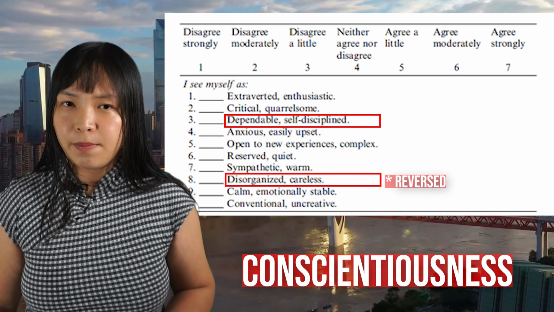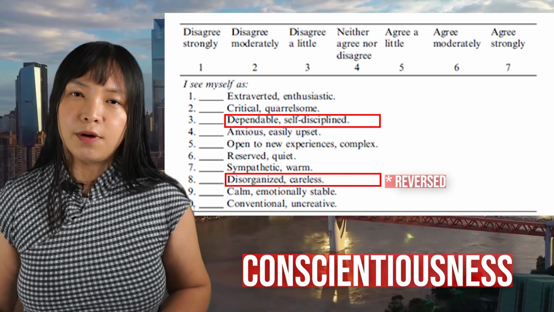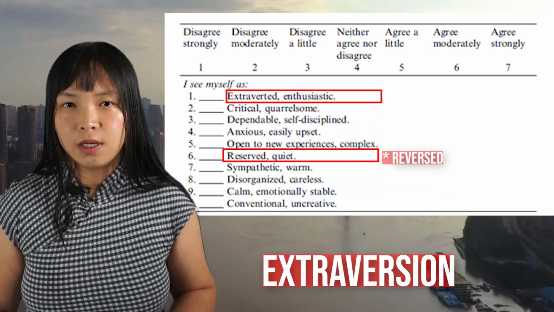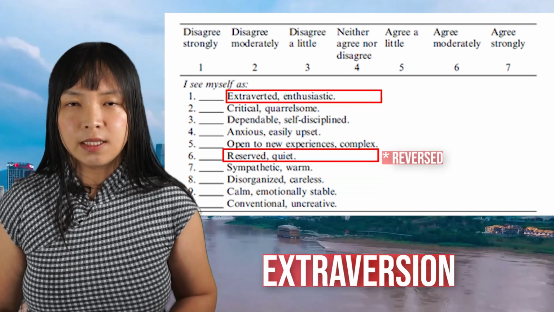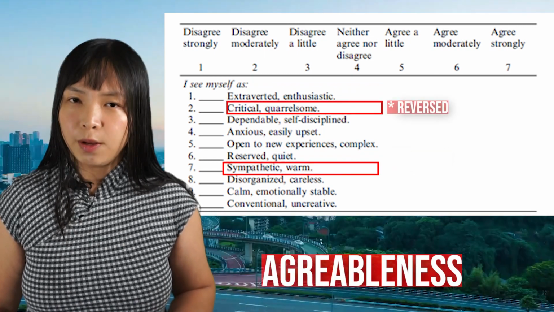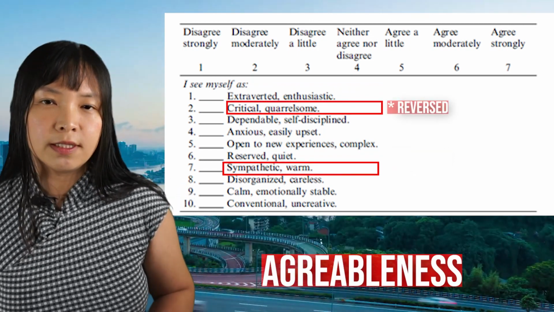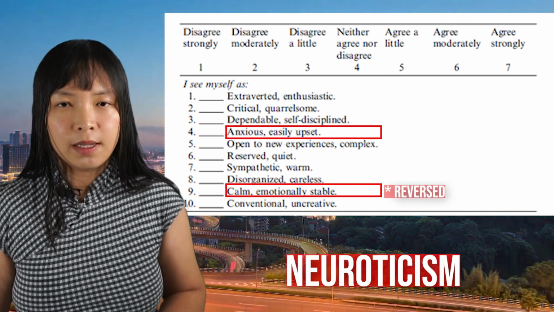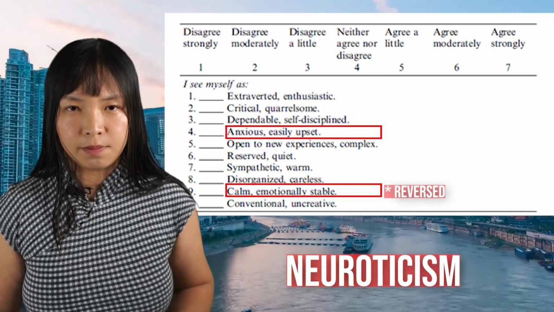Number 3 and 8 are measuring conscientiousness, and number 8 is a reverse item. Question 1 and 6 measure extroversion, number 6 is a reverse item. Question 2 and 7 are measuring agreeableness, and number 2 is a reverse item. Number 4 and 9 are measuring neuroticism, and number 9 is a reverse item. You need to calculate the mean of the 2 items on each dimension to know your score. Now I'll give you a second to calculate.